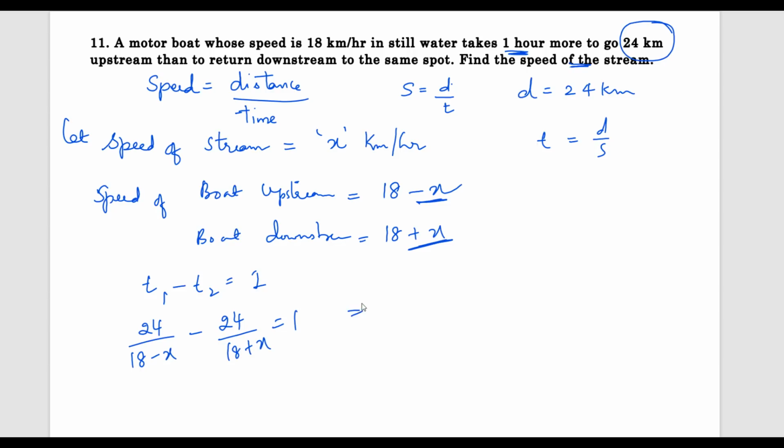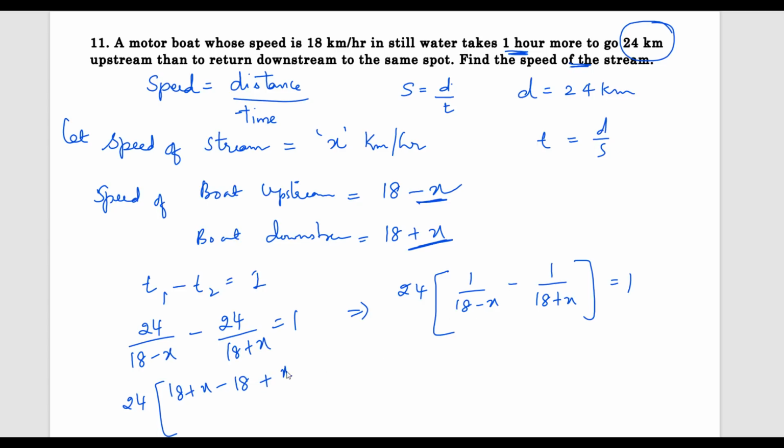Now what is common here? The common here is 24. If you take 24 out, what you get? 24 into 1 by 18 minus x minus 1 by 18 plus x equals 1. Now take the butterfly method, that is 18 plus x into 1 is 18 plus x, minus 18 minus x into 1, minus minus into minus is plus x, divided by 18 minus x into 18 plus x, equals 1.